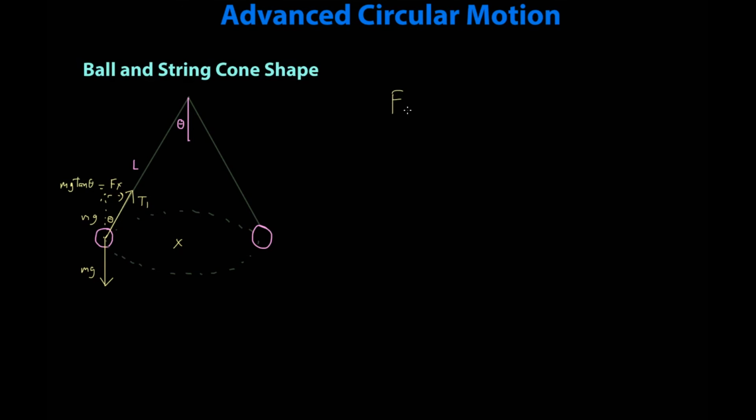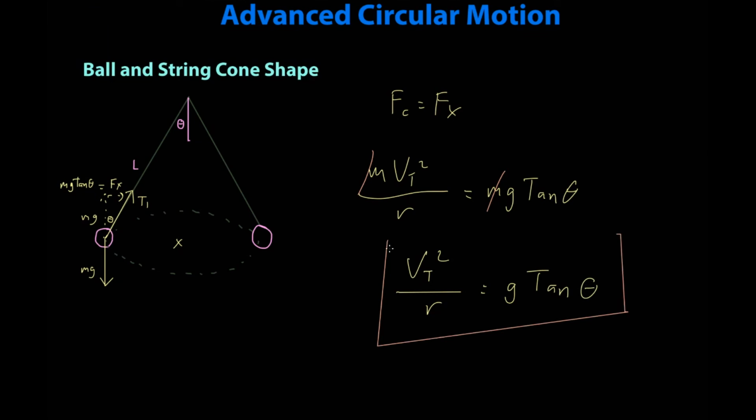So again, force centripetal is force x. mvt squared over r equals mg tangent theta. Masses cancel. vt squared over r equals g tangent theta. Again, the difference is instead of a component of force normal keeping it in the circular path, a component of tension is keeping it in the circular path.